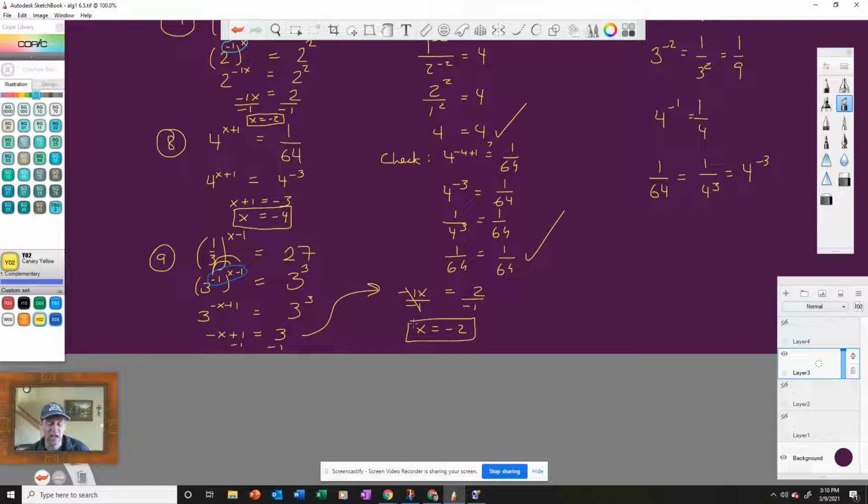You can check it in your head, I think. Put in a negative 2 there, and you get 1/3 to the negative 3. 1/3 to the negative 3, you're going to have to flip it, so you get 3 to the third, which then gives you 27. Okay, I'm not going to check it in writing because I'm out of room.